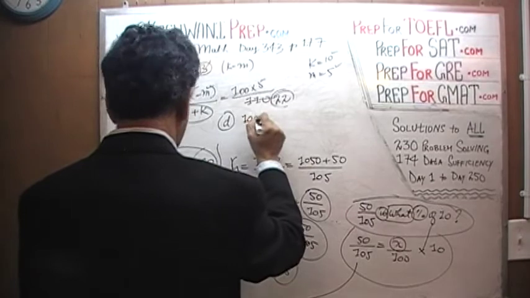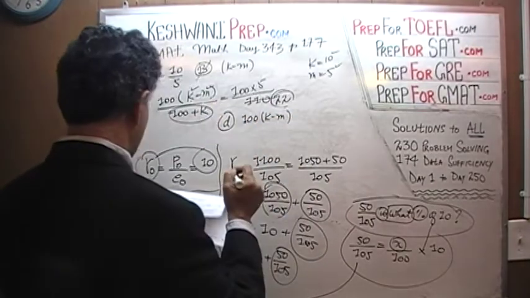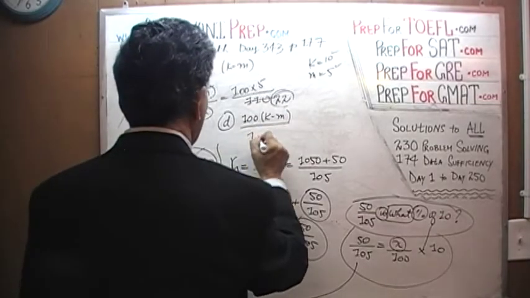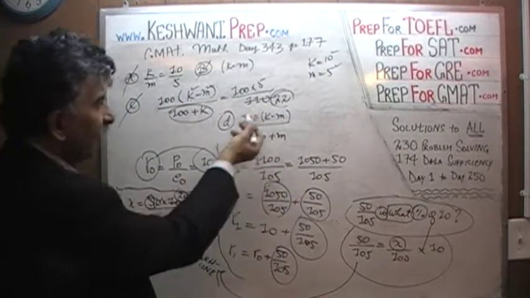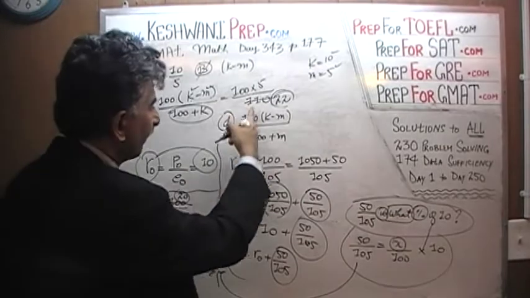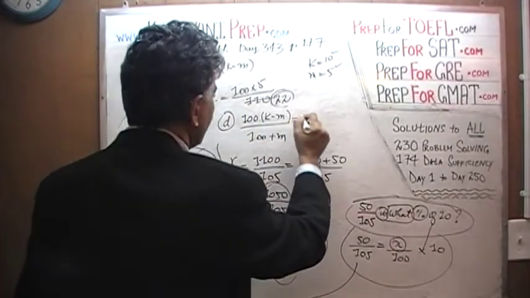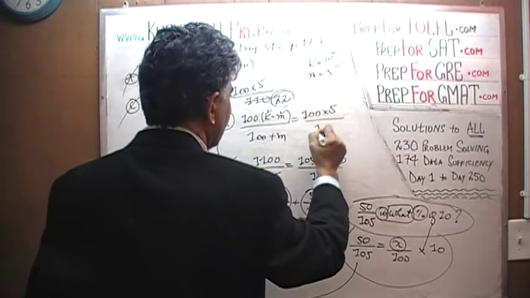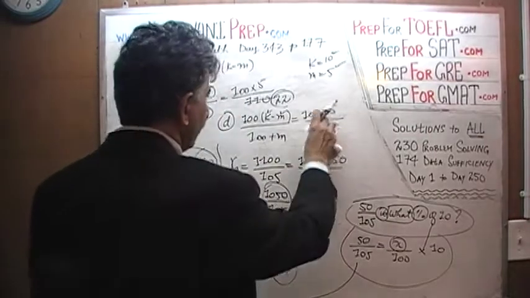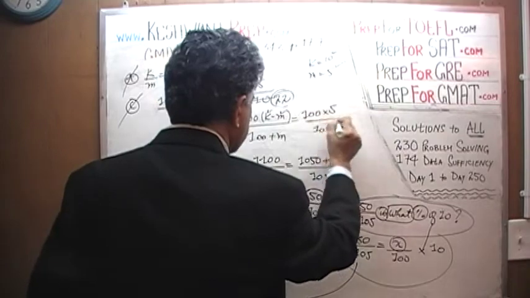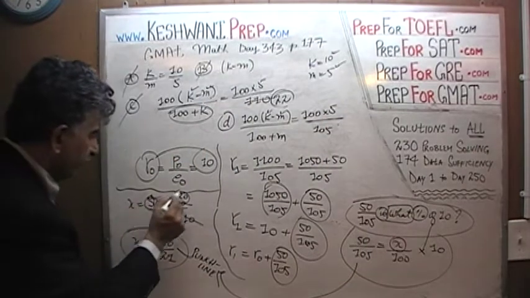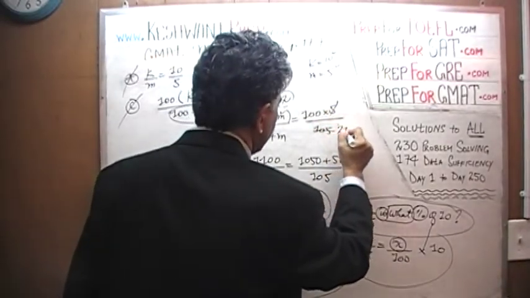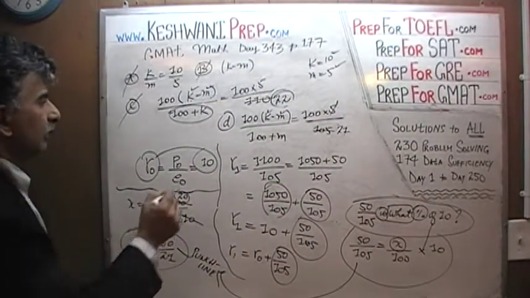Answer choice D says 100 times K minus M, same as this, over, oh, there you go, 100 plus M. You see, we needed 105 here, not 110. This gives us 22. We needed 105. So 100 plus M is 105. So it's 100 times K minus M, K is 10 minus M is 5, over 105, which is exactly what we had here. 5 times 20 is 100. And we divide top and bottom by 5, we end up with 21. 100 over 21. There you go. That's your answer.